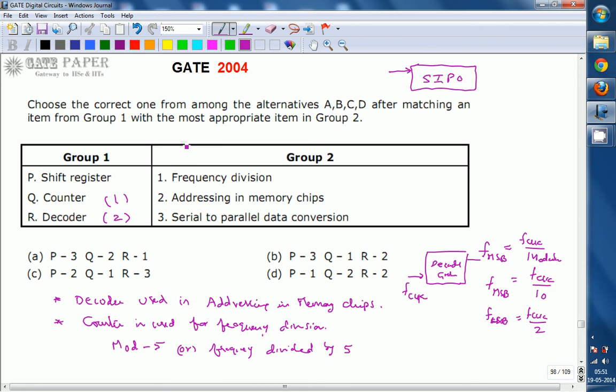So shift register is mapped with 3. So P3 and Q1 are 2. That is the right answer, B. So the right option for this question is B.